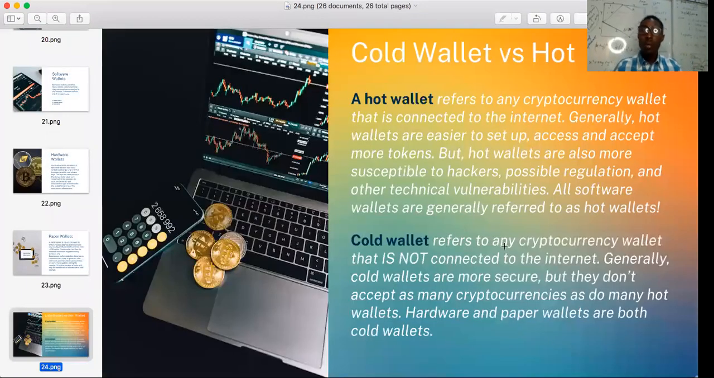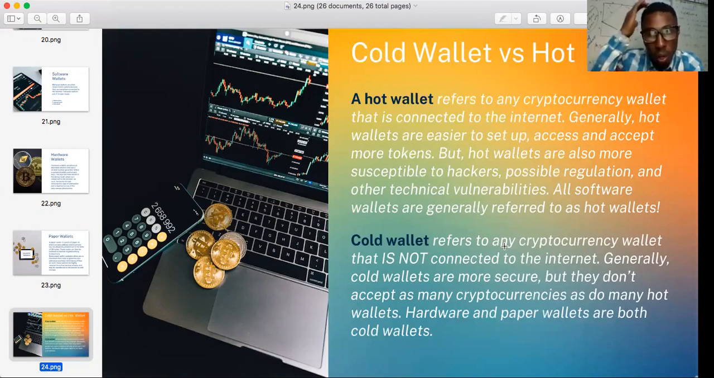Now, cold wallet versus hot wallet. A hot wallet refers to any cryptocurrency wallet that is connected to the internet. So the desktop wallet, the mobile wallet, and the web wallet are all hot wallets. Generally, hot wallets are easier to set up and access, and accept more tokens. That's one of the major disadvantages of hardware wallets, that they don't hold as many cryptocurrencies as software wallets. But hot wallets, like I said earlier about online wallets, are more open to attack. You can even be attacked by software easily.